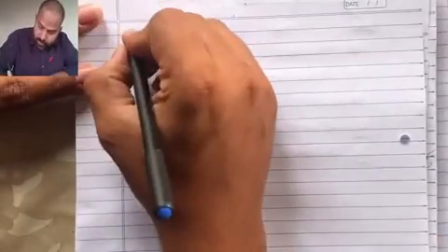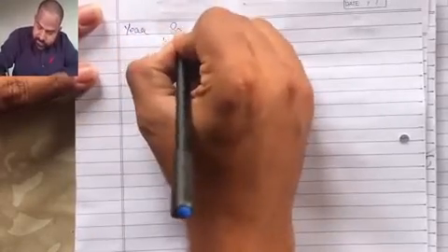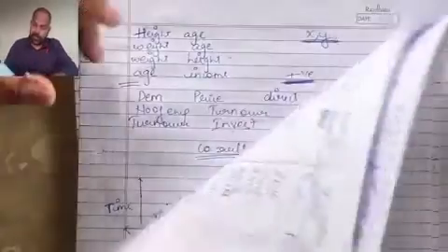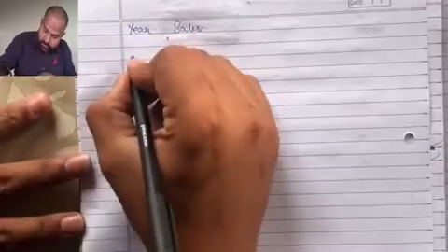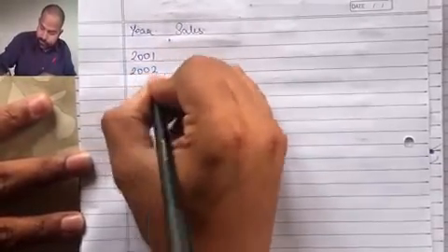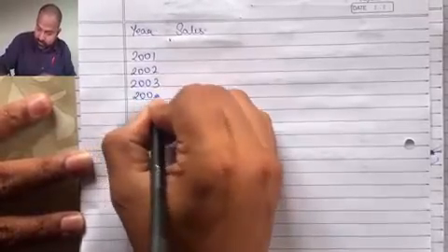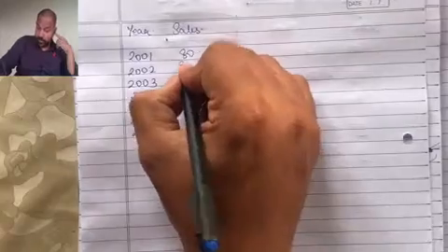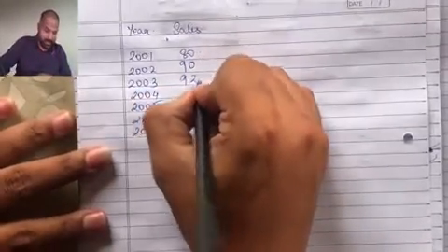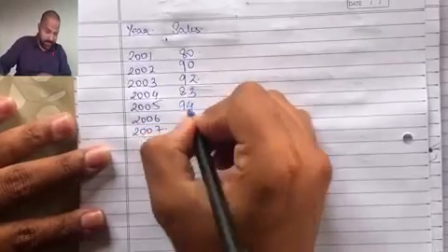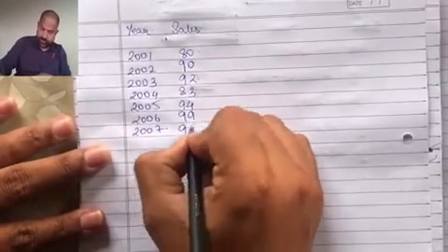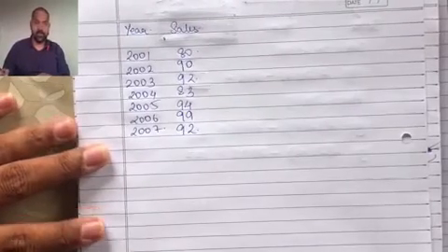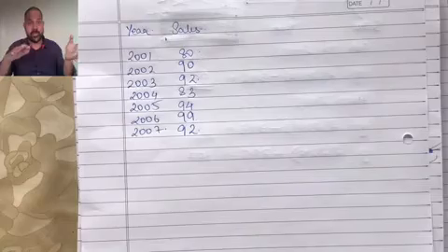And the approach is, again, the year is given to you and your sales figures are given to you. Okay, let me quickly write down the question, the year along with the sales figures. So the year starting from 2001 right up till 2007. The sales are 80, this is in thousands, but I'm not writing that. I will write that down eventually. 90, 92, 83, 94, 99, 92. Correct?